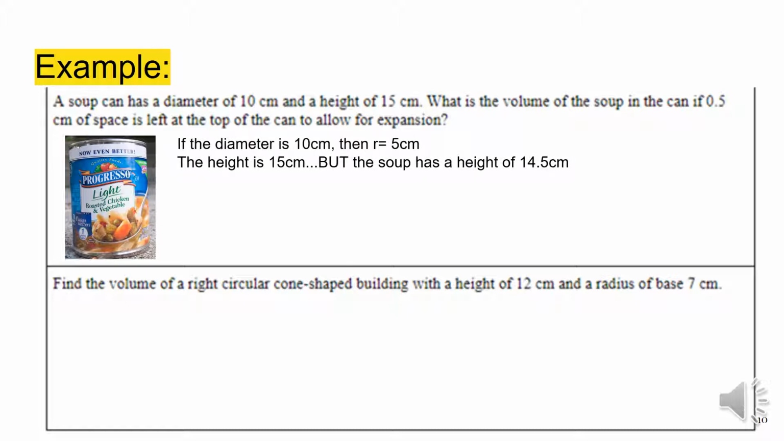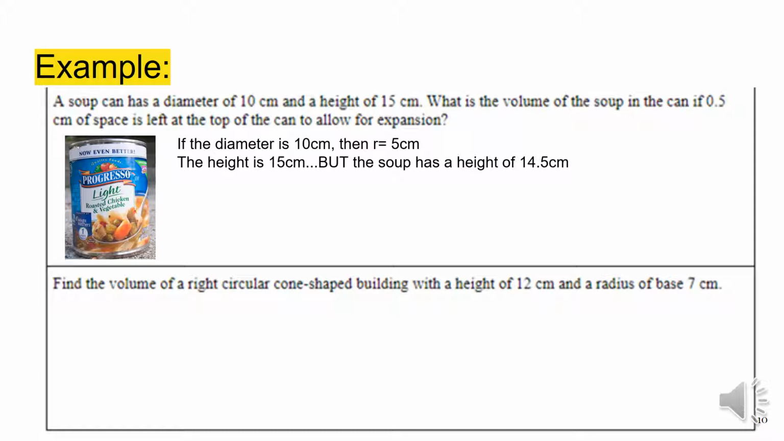If you said cylinder, you're correct. So we're given the diameter, but we don't really care about the diameter. That's not in any of our equations for cylinders. We care about the radius, and the radius is half of the diameter. We also know that the height is 15, but there's that little bit at the top for just space.